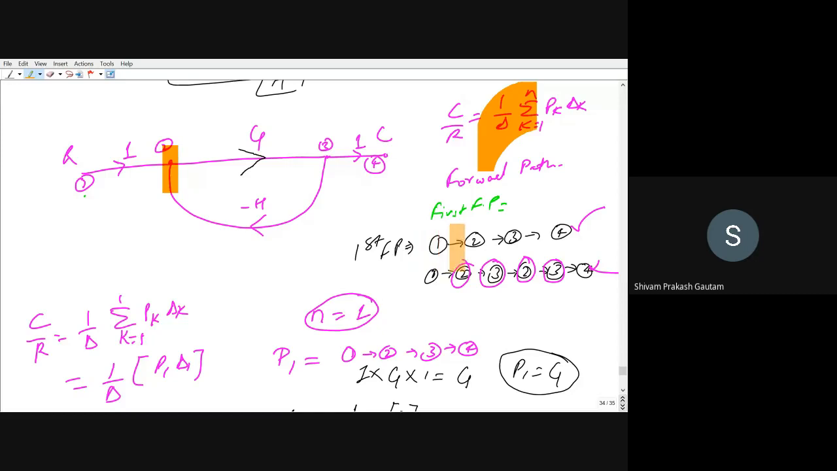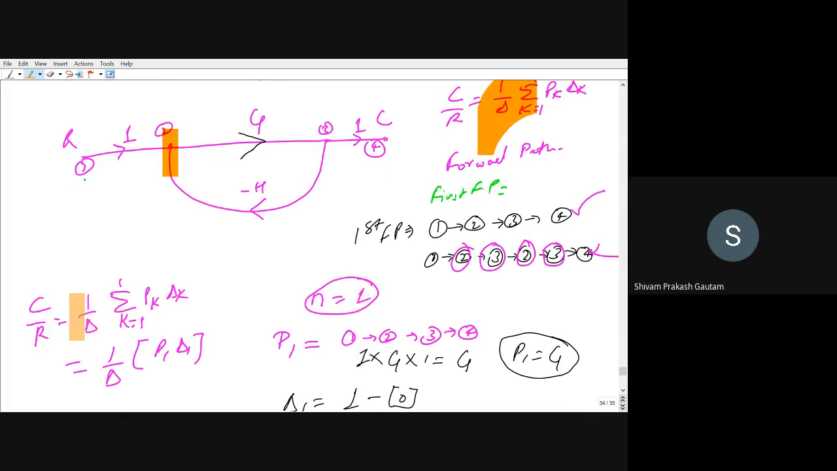So you can see I have written nodes 1, 2, 3, 4. It is better that you write it so that you can see whether there is repetition of any node in between or not. So there is only one forward path, so the value of n will be equal to 1. So our modified formula will become 1 by del, k equal to 1 to 1, Pk del k. So instead of k, write P1 del 1.